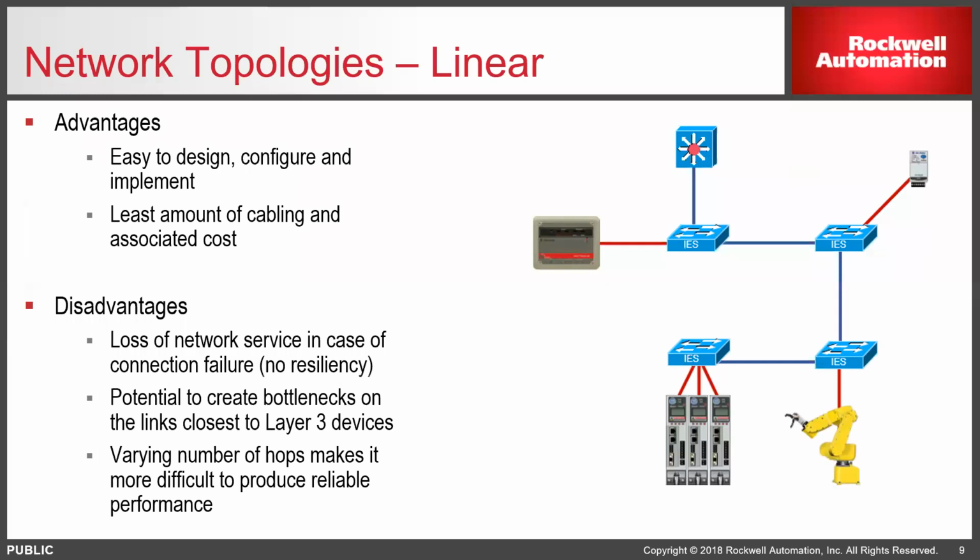So this first network topology is a linear topology. It's very easy to design, configure, and implement, and it has the least amount of cabling costs associated with it. So those are some of the advantages that it provides.